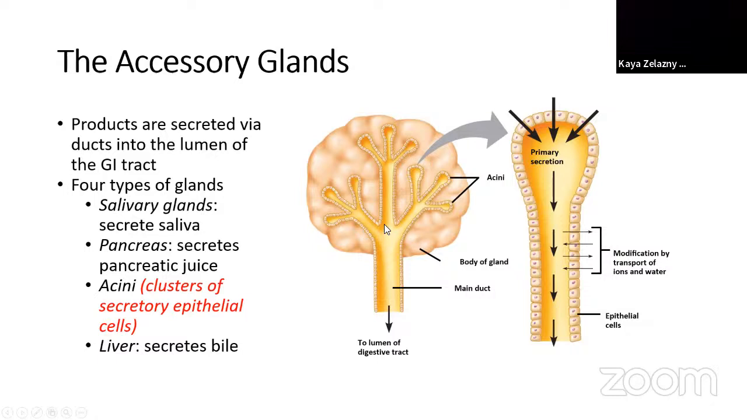And inside, I'm going to have some type of duct ending in these cul-de-sacs, these little dead ends, where we have our secretory cells in the acini. So that is true of the salivary glands and the pancreas, but the liver has its own thing going on. So we wouldn't call the structures we see in the liver acini.